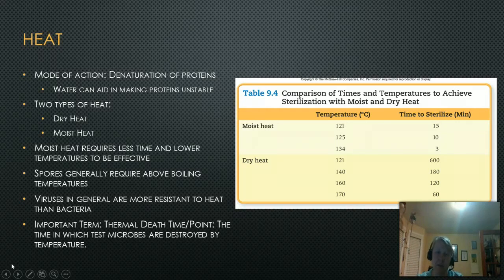And to an extent viruses, because viruses tend to be more heat resistant. Viruses can be more susceptible to chemical controls, but in heat, viruses are more resistant.